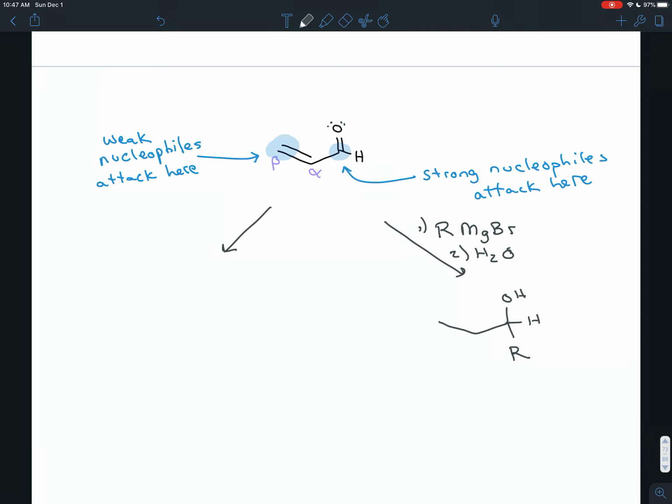Contrast that with what happens if you add a Gilman reagent. And remember, those are those copper-lithium reagents, dialkyl. So you have two alkyl chains attaching to copper and lithium, and then you follow that up with water. This is still a carbon nucleophile, but it's a weak carbon nucleophile. You only add one carbon chain. Oops, this should still have that pi bond there. What ends up happening here is the carbonyl carbon is not attacked. Rather, the nucleophile, the R group, attaches to the beta carbon. This is an experimental observation.